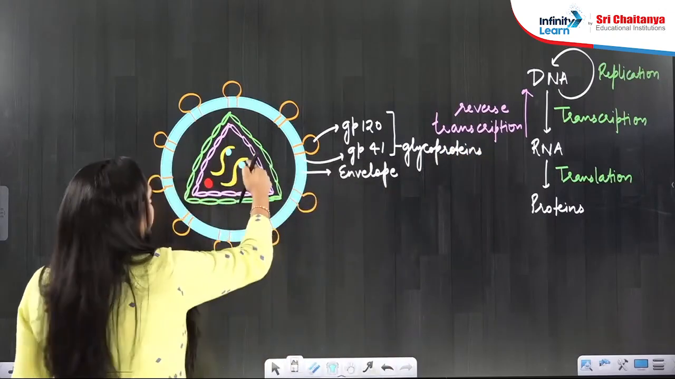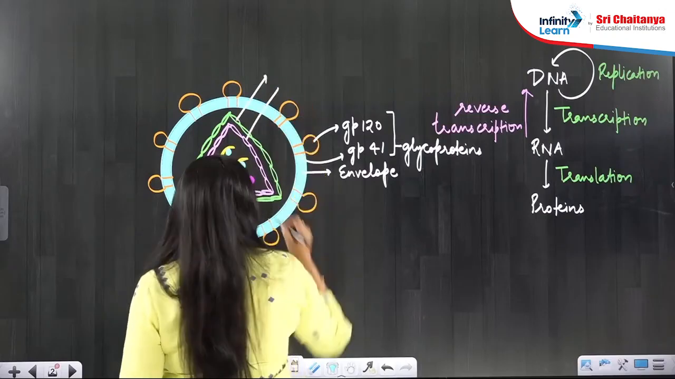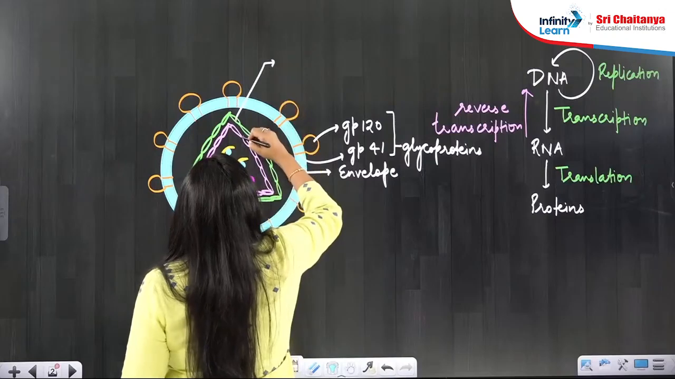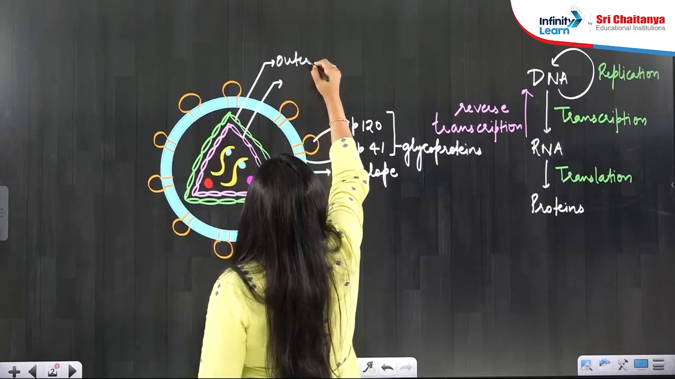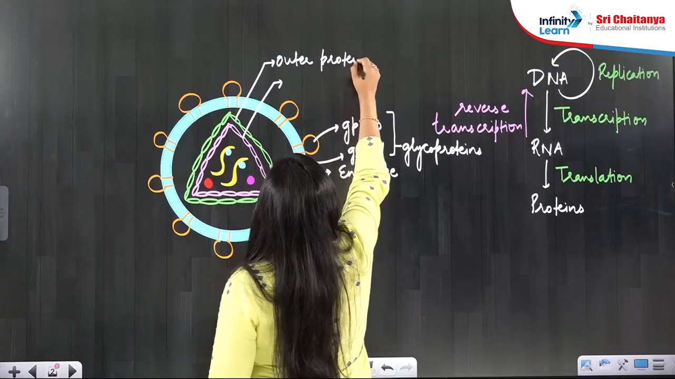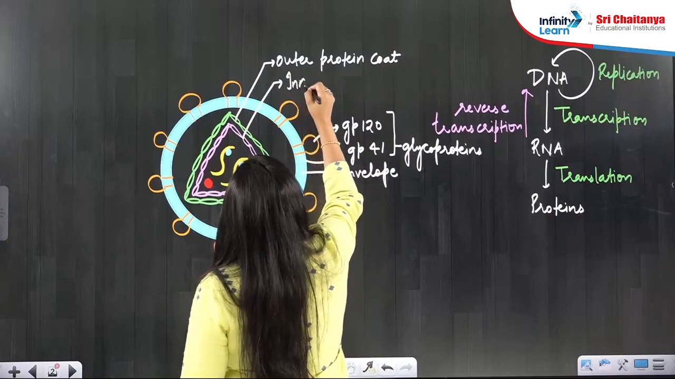Then there are two protein coats. This is one protein coat and this is another protein coat. This protein coat is the outer one and this protein coat is the inner one. Outer protein coat and inner protein coat.